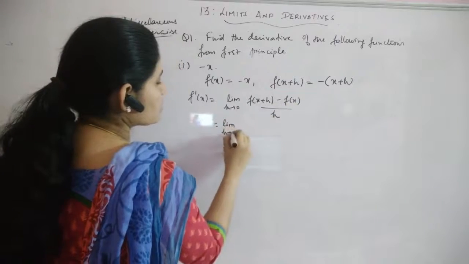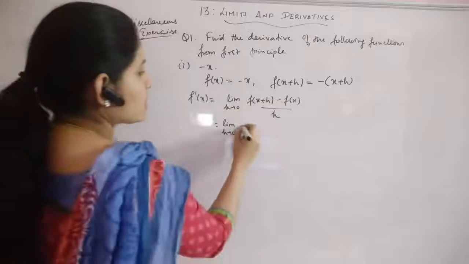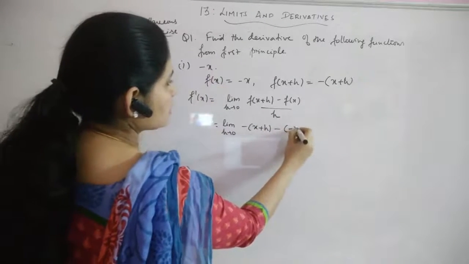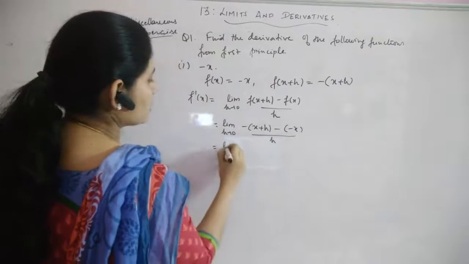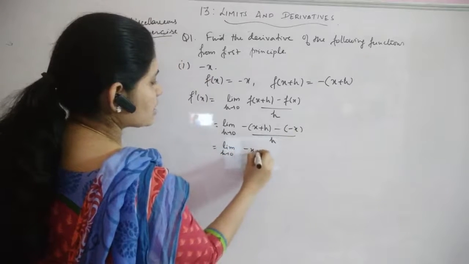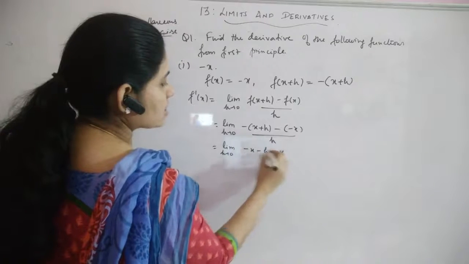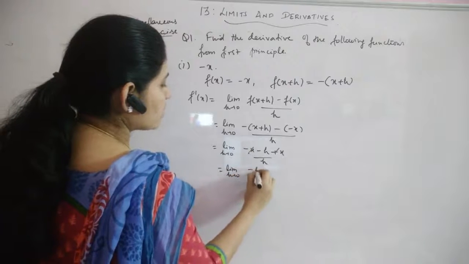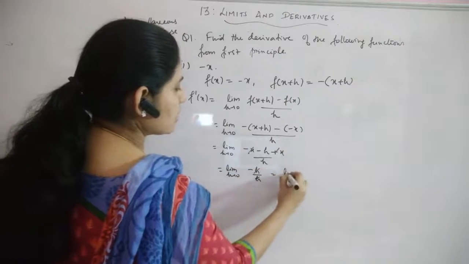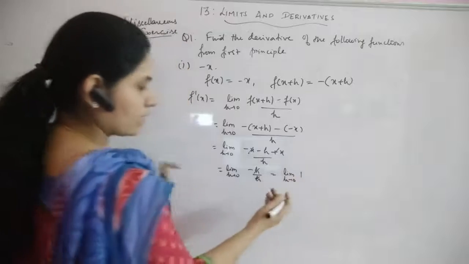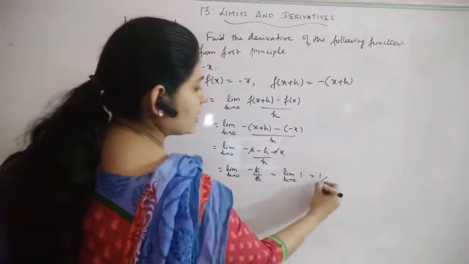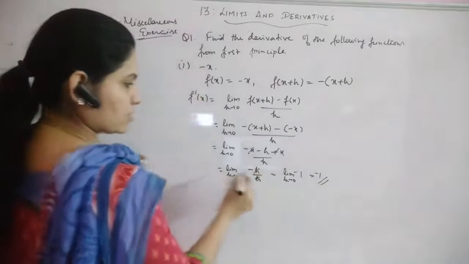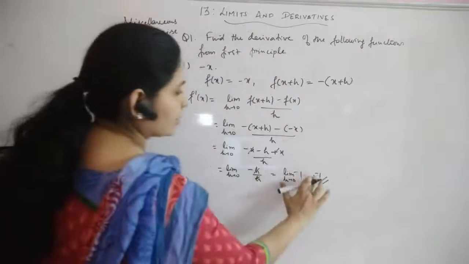That is limit h tends to 0 of minus of x plus h minus of minus x, divided by h. Limit h tends to 0 of minus x minus h plus x. So this will go, and you are getting limit h tends to 0 of minus h by h. That is limit h tends to 0 of minus 1. You don't have any h there, so the answer will be negative 1. Here you have a negative sign also that you can take out from the limit. Okay, so the answer is minus 1.